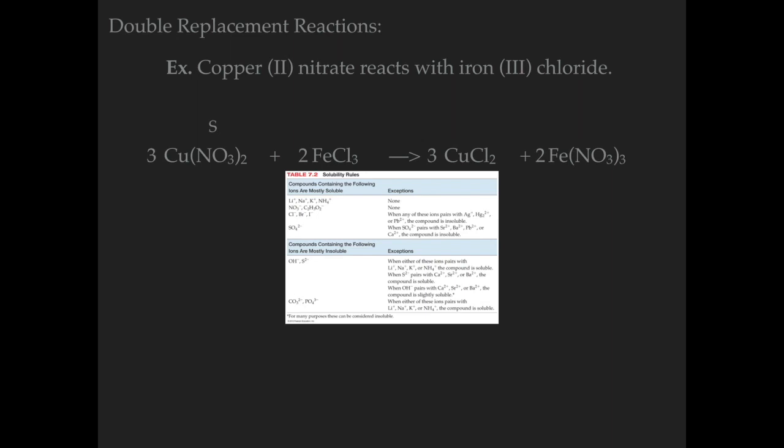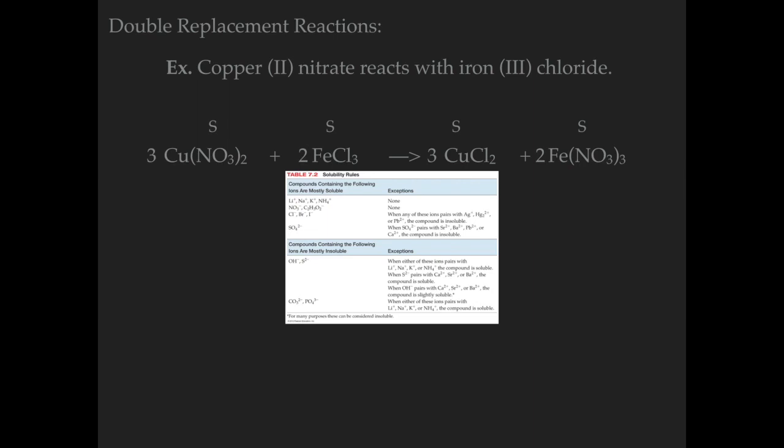Now I'm going to look at chloride. Cl- is soluble except when it's paired with silver, mercury, or lead. Well, iron is not silver, mercury, or lead, so therefore that's going to be soluble. Copper chloride, again, is going to be soluble because it's not one of the exceptions. And then iron nitrate is going to be soluble because nitrates are always soluble.